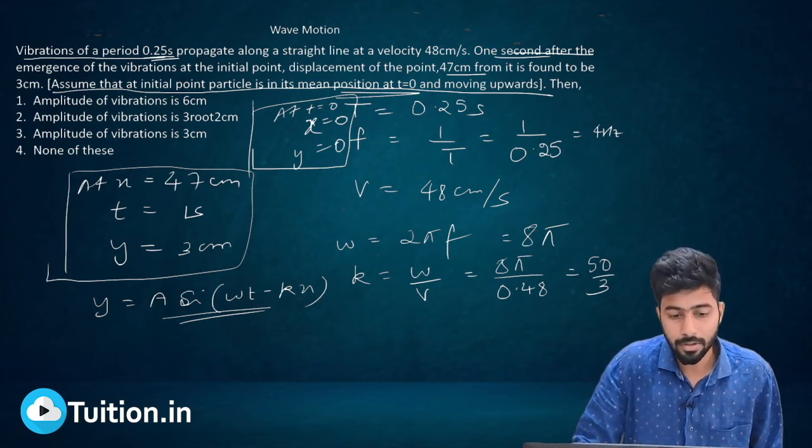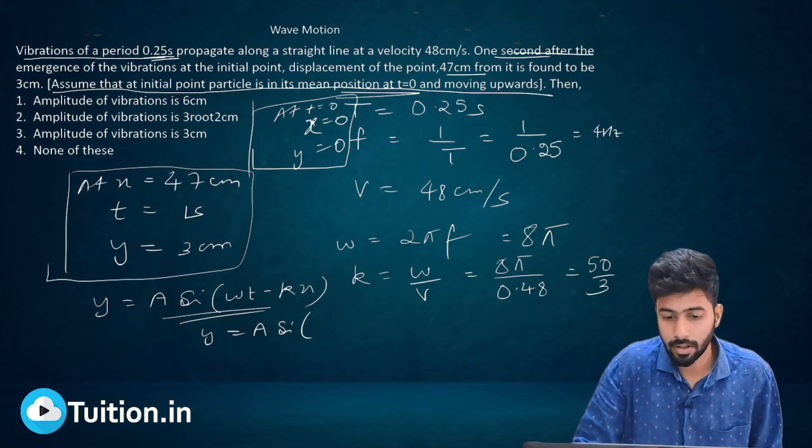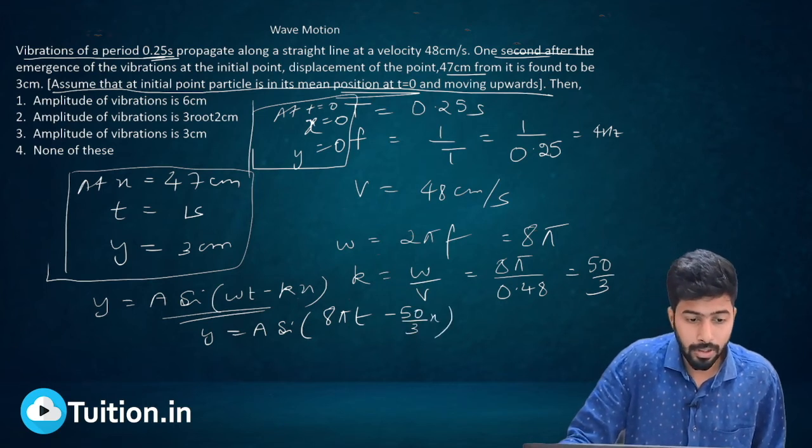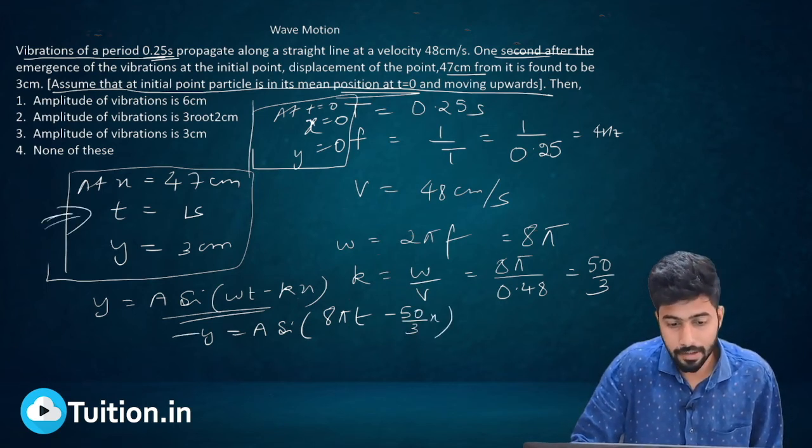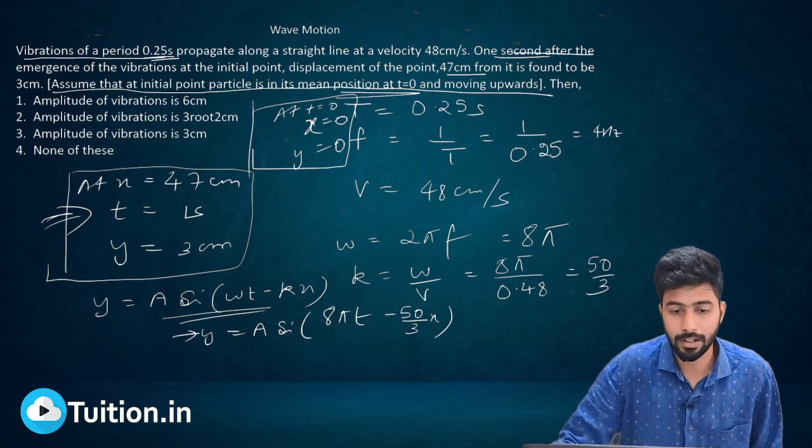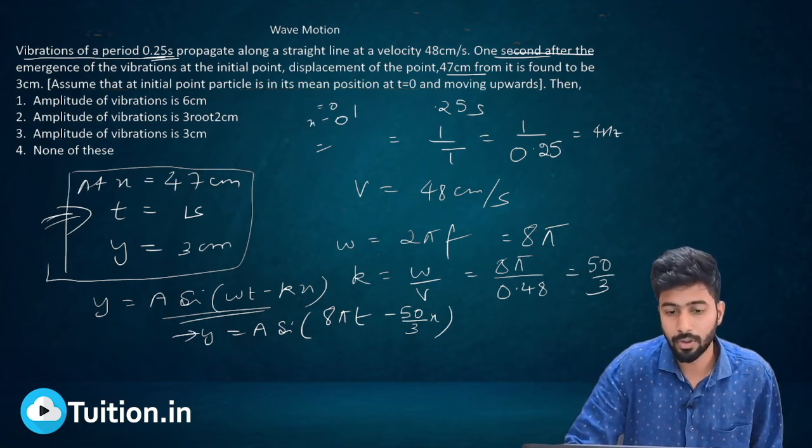So now you have y equals a sine, omega is given to you, 8 pi t, k is given to you, 50 by 3 x. So now you'll put this data in this equation to get the value of amplitude, right? So that's what you'll do. So let me just put the data and show you how to get the amplitude.